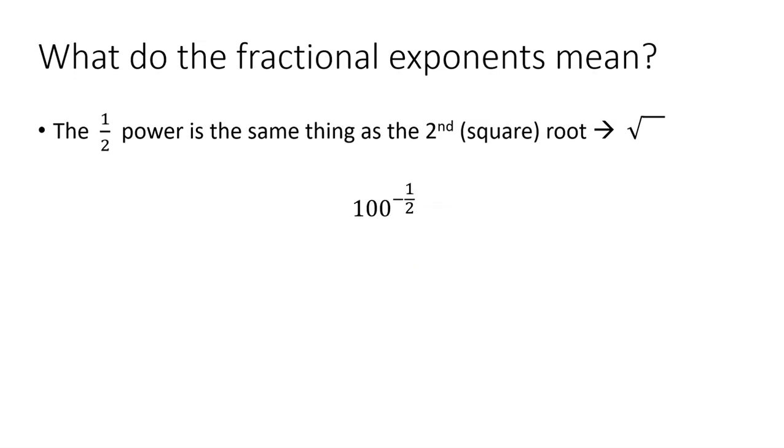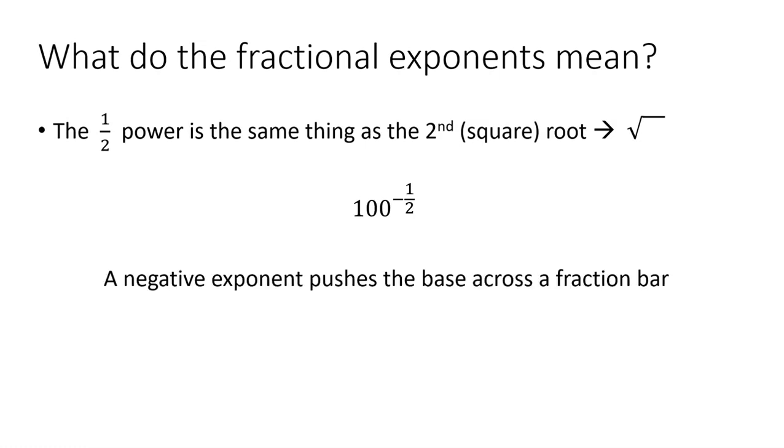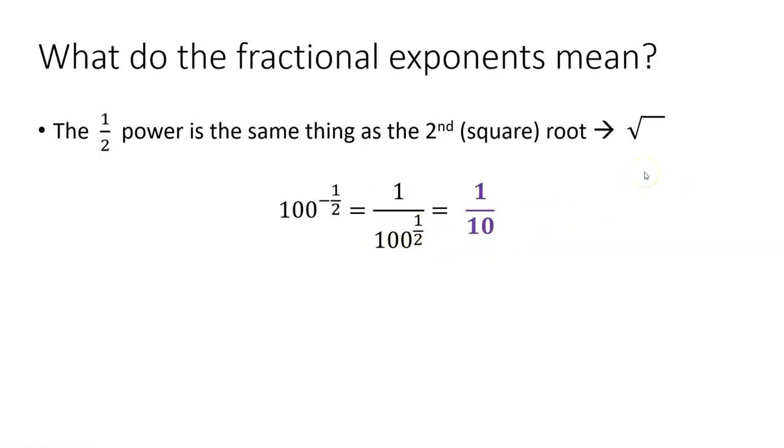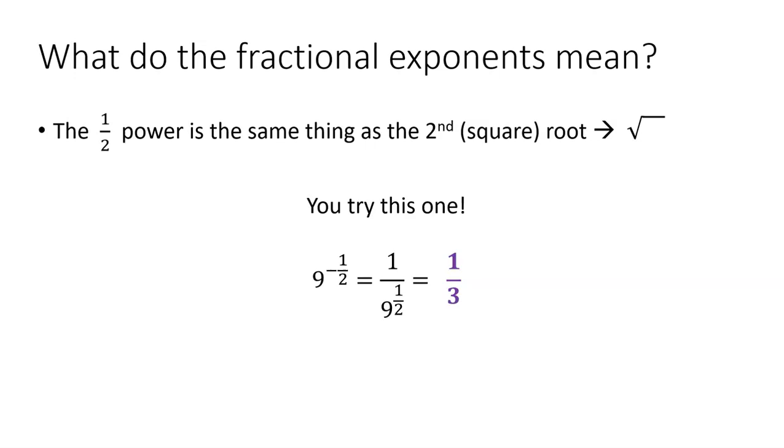Oh, what about a negative exponent? 100 to the negative 1/2 power. Well, remember, a negative exponent pushes our base across the fraction bar. That's like 100 to the negative 1/2 power over 1. So we'll push it across the fraction bar. Now the exponent is positive. Oh, we know that 100 to the 1/2 power is 10, so our answer is 1 over 10, or 1/10. You try this one. Pause the video if necessary. And hopefully you got 1/3.